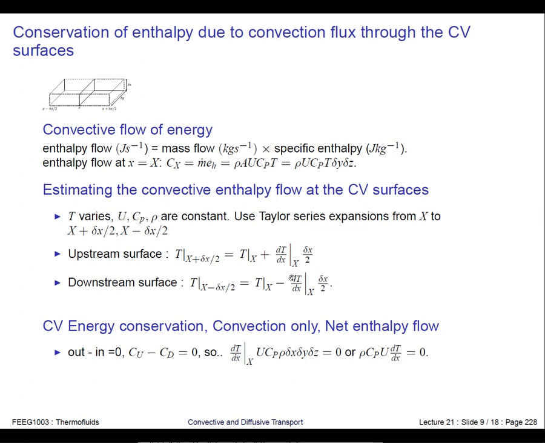So if we want to work out the fluxes, or the enthalpy flow, on these two faces, we take this expression here and put it into there. And for the other face, we take this expression here and put it into there. Then we've got our two energy flows, and we take these two things away. So we say what goes out minus what comes in must be equal to 0. So the convective flux on the upstream face minus the convective flux on the downstream face must be equal to 0.